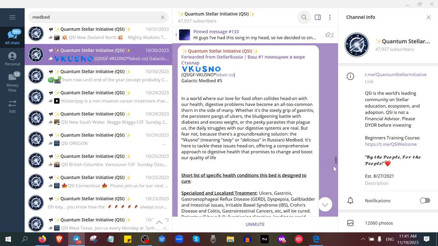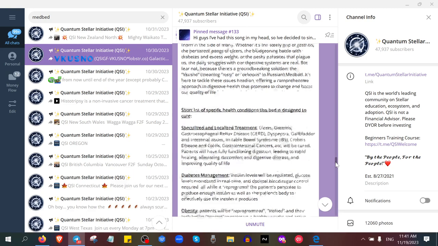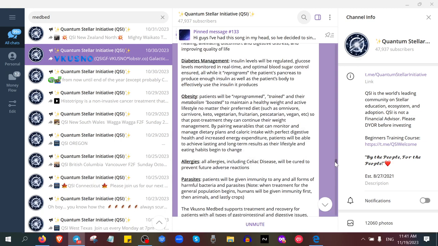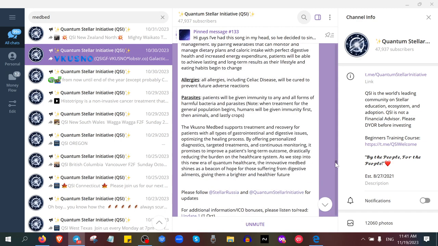Short list of specific health conditions this bed is designed to cure. Specialized and localized treatment, like ulcers, gastritis, gastroesophageal reflux disease, dyspepsia, gallbladder and intestinal issues, etc. Diabetes management, obesity, allergies, parasites.